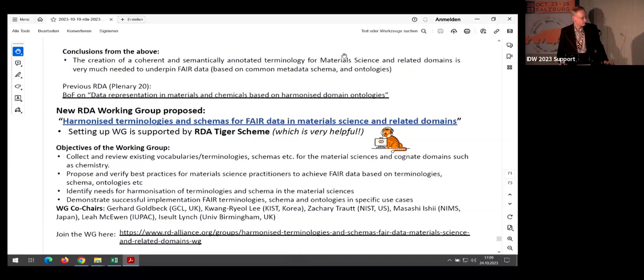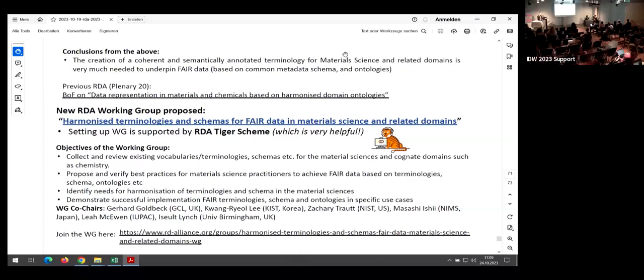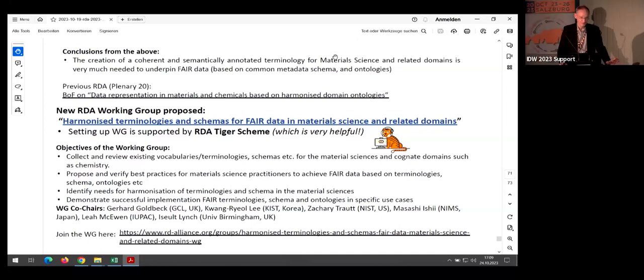Maybe just check to see if people are familiar with what Tiger is, just because you introduced that. I'm not the best person to introduce RDA Tiger, but I'll try. The RDA Tiger scheme is really a scheme to support working groups, both in terms of the setup of the working group and also running working groups, in order to make sure we get the case statement and work in terms of RDA recommendations. And this has been extremely helpful for us so far. We've applied to that scheme to help us actually in the setup of the working group, and that's been great so far.